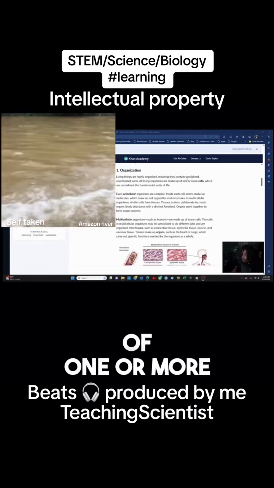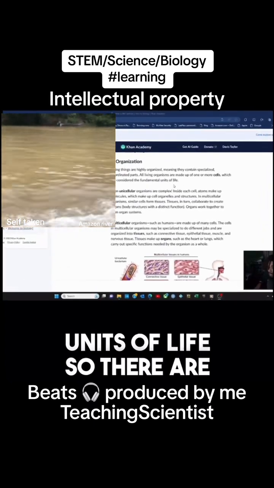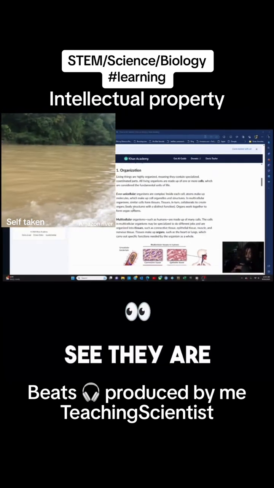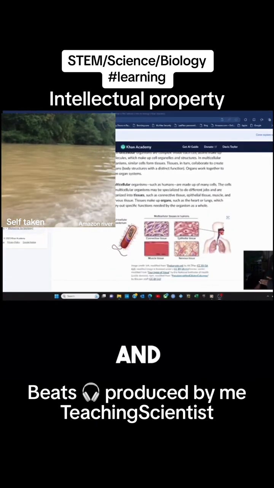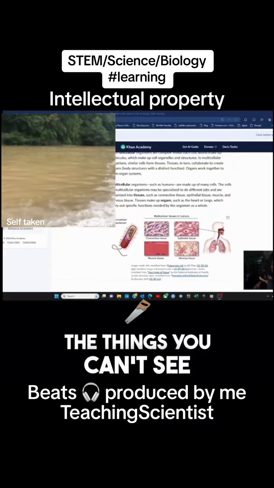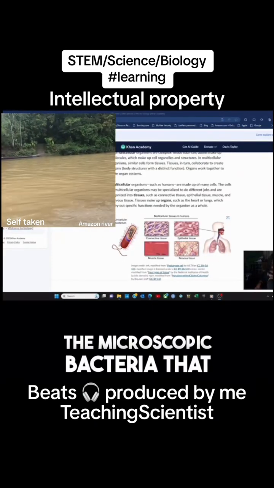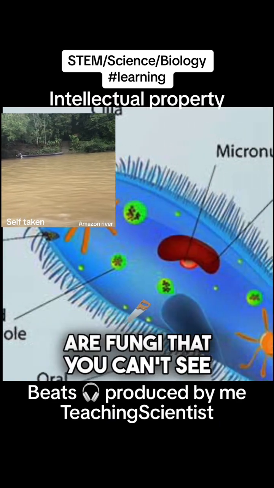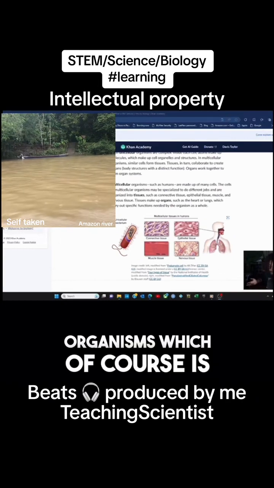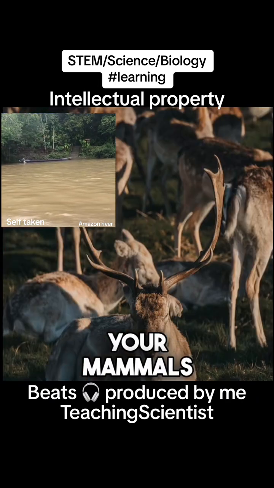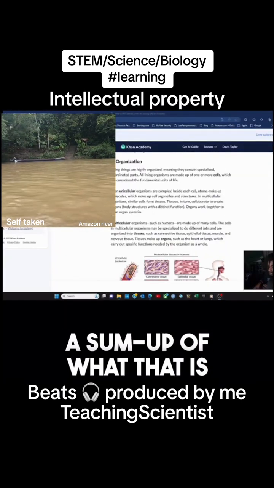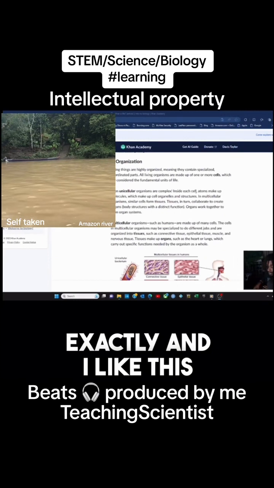Organisms are made up of one or more cells, which are considered fundamental units of life. So there are two types of cells of life, and here, as you see, there are unicellular and multicellular. Unicellular, of course, is like your bacteria cells, the microscopic bacteria or fungi that are too small and undetectable by the naked eye. And then you have your multicellular organisms, which of course is your mammals, your plants, your bigger species. So that's basically a sum up of what that is exactly.